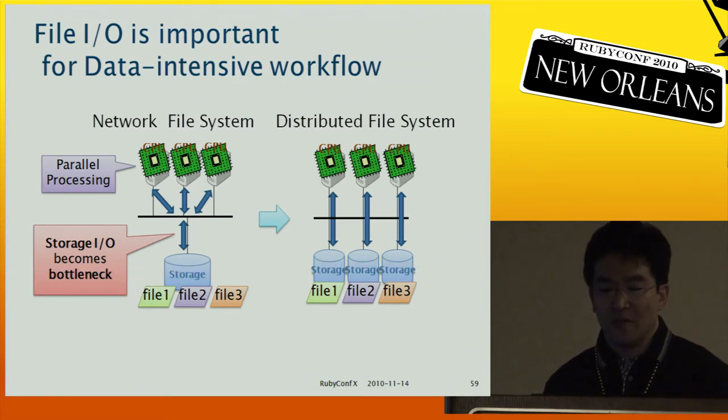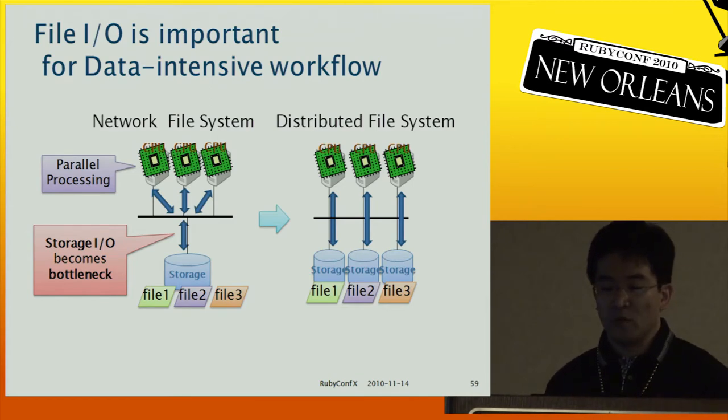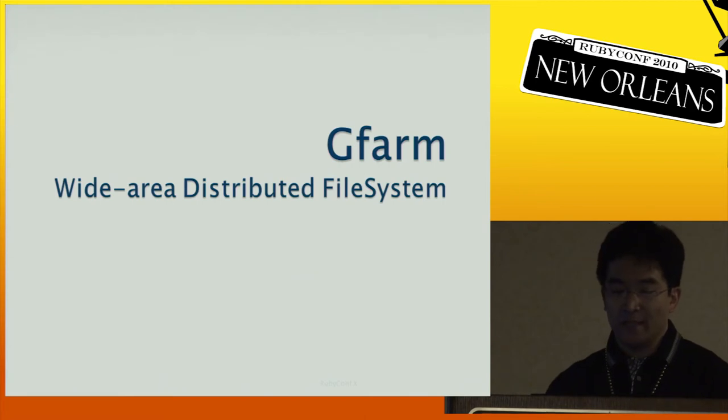The left figure shows the case of the NFS file system. In this case, files stored in a single storage are accessed from multiple cores simultaneously. So storage I/O becomes a bottleneck. Instead, as shown in the right figure, access to storage can be parallelized. This improves the scalability of the workflow. Therefore, a distributed file system is necessary for a parallel and distributed workflow system such as Pwrake.